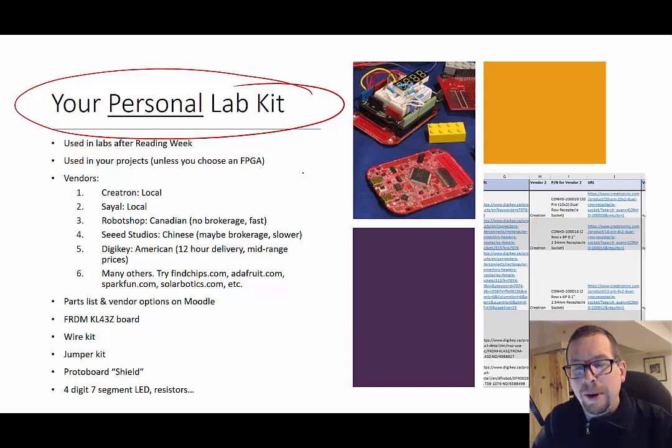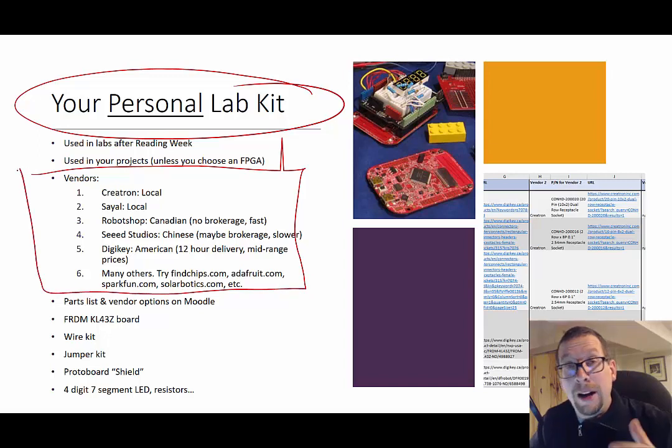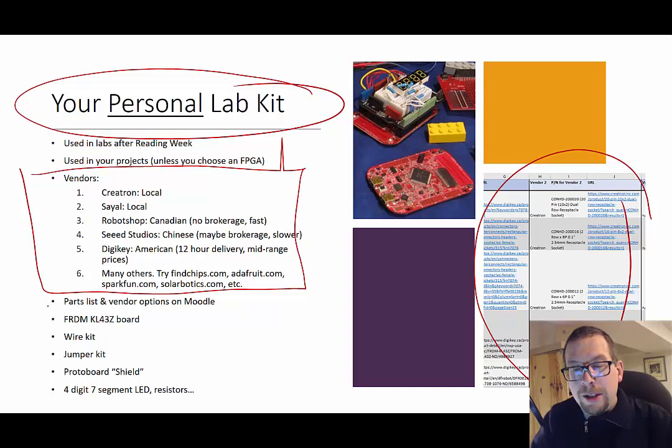You're going to get most of your parts or all the parts from vendors online or in the GTA area. So there's a list of different vendors that you can buy from. And on Moodle, I've created a spreadsheet that links both the components that you're supposed to get as well as multiple vendors that you can get them from. So that parts list and the vendor options are available on Moodle.